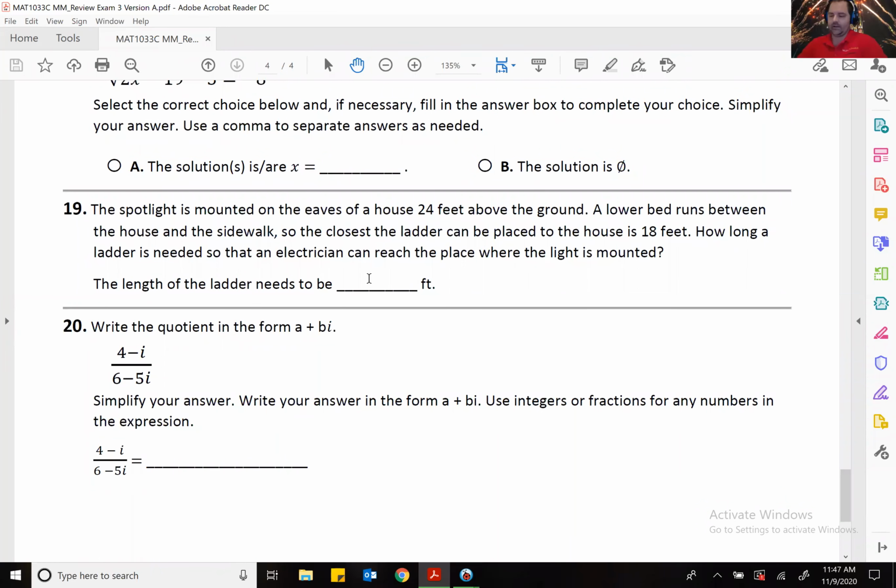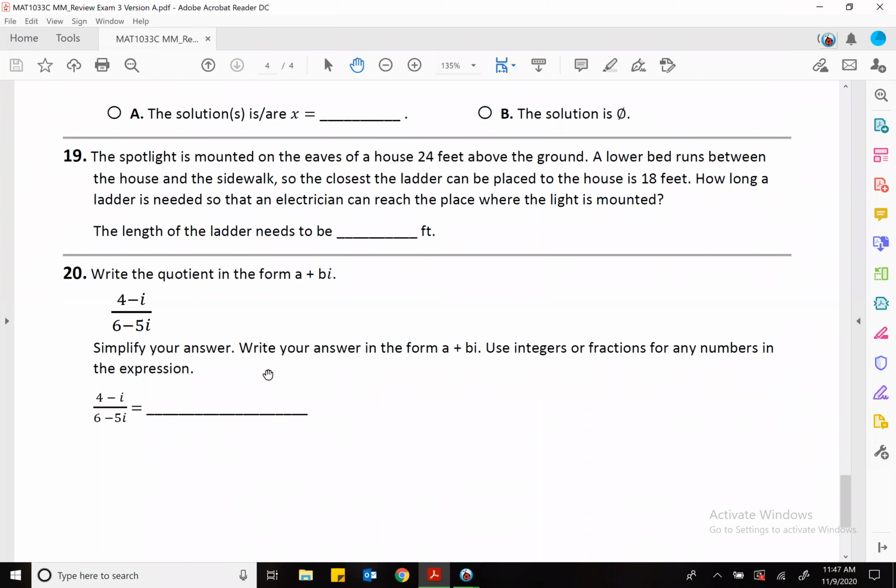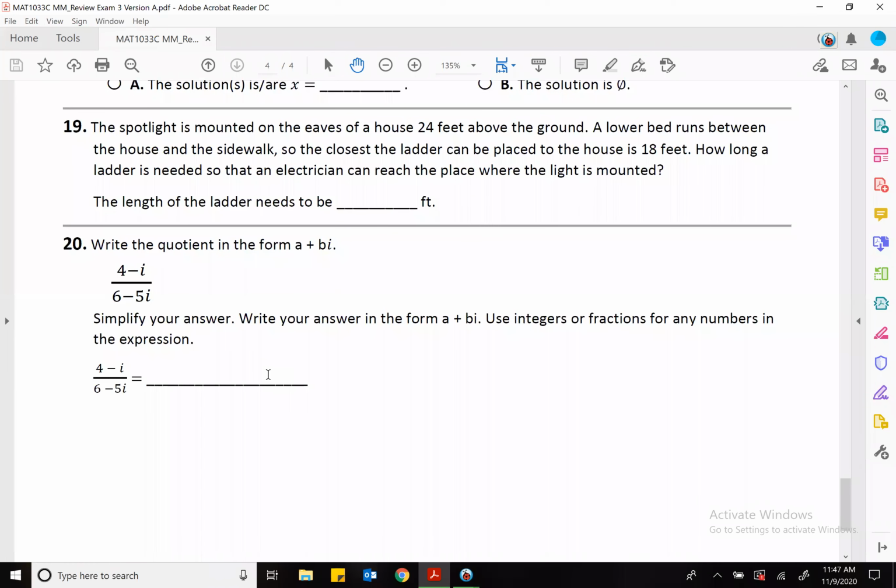All right, number 20. Litzy, I'm gonna have you help us on this because some of my students haven't reached this part yet, but you guys hopefully might have seen this already. So we've got this 4 minus i all over 6 minus 5i. And we want to write this in this form. This is what we call standard form of complex numbers.